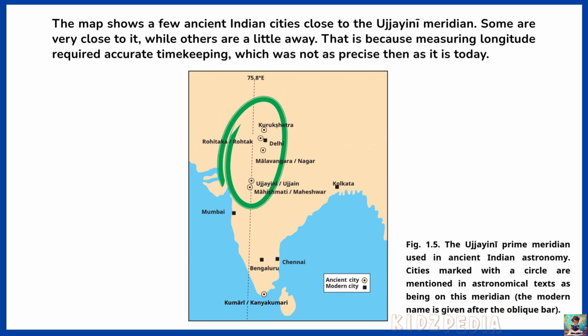The cities that are marked with circles on the map were mentioned in old astronomy books. You can also see their modern names written next to them. Here we see Kurukshetra, Rohitaka. Rohitaka is also known as Rohtak. Delhi, Malavangara or Nagar, Ujjaini, which is Ujjain today, Mahishmati, which is Maheshwar, Kolkata, Mumbai, Chennai, Bengaluru, Kumari or Kanyakumari, which are modern cities now.